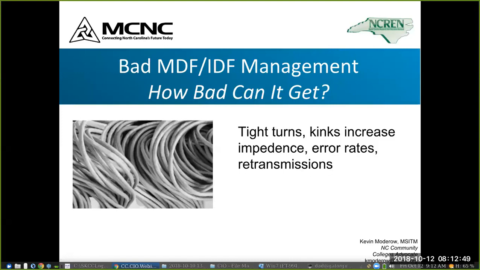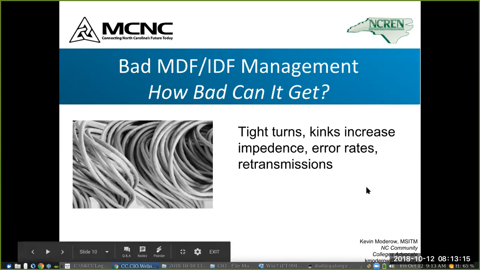So another issue we have are tight turns and kinks in the network cabling. Anytime we do that with electrical cabling, it increases the impedance or the resistance of that cable. And of course, this can cause retransmissions as well. So for the very same reasons as stated earlier with the bad cabling example, we want to minimize what we see here, which are these tight winds in the network cabling.